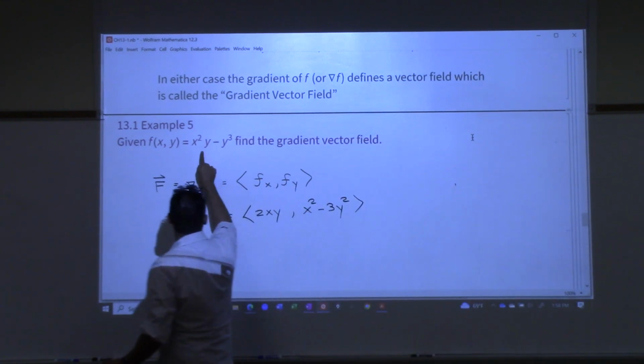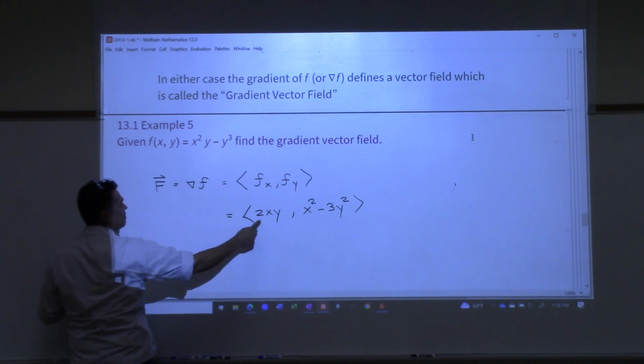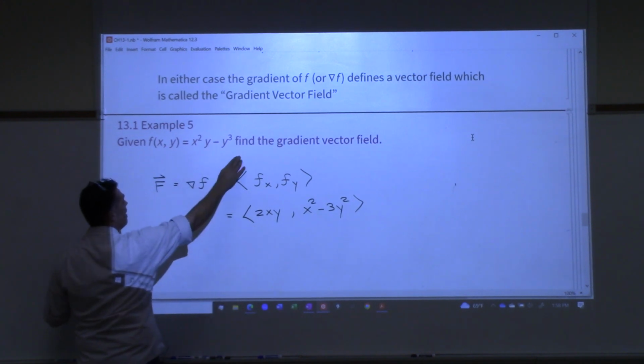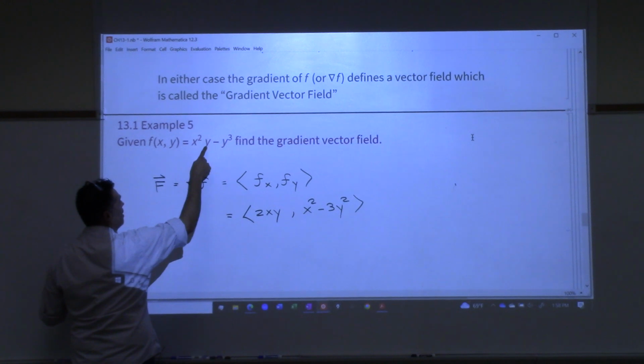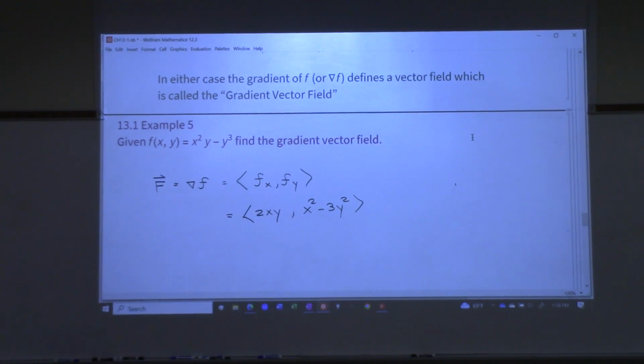So the partial of this with respect to x, I can ignore this. That's 2xy. And then the partial of this with respect to y, that's a 1, that's a constant. And then here, just power rule, 3y squared. There it is. That's the gradient vector field.